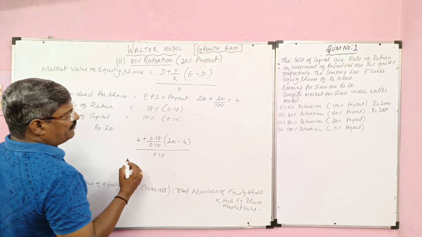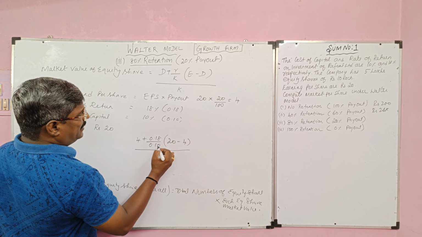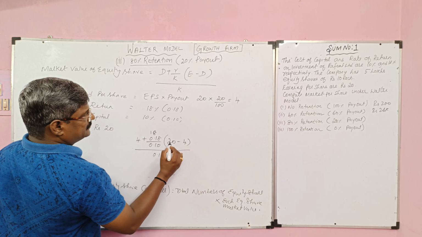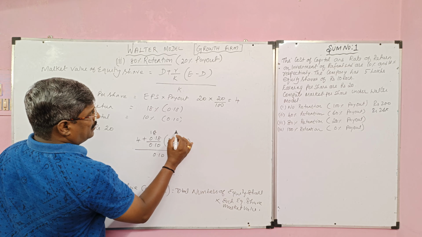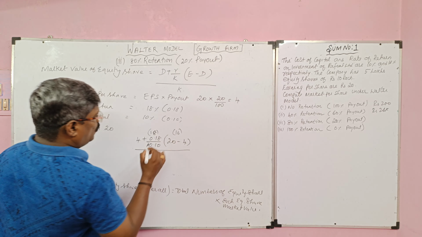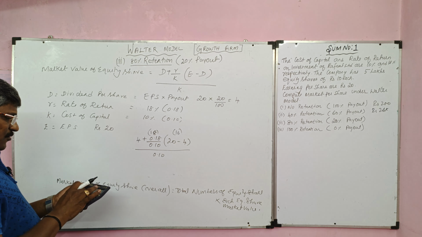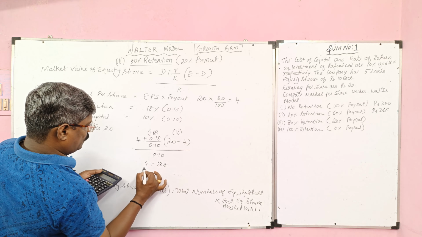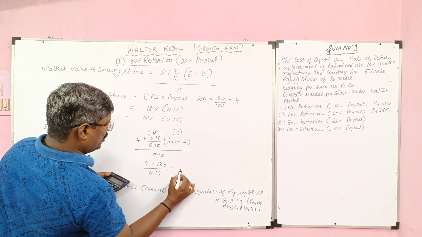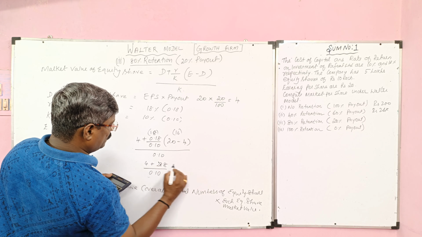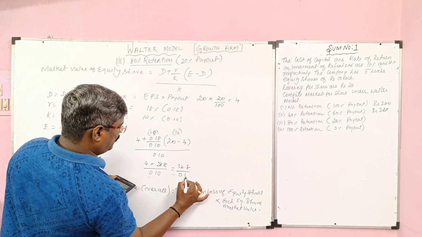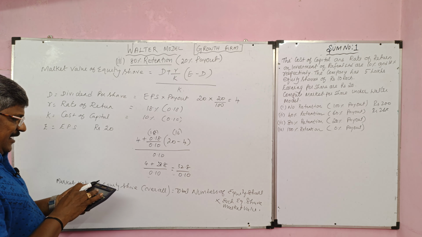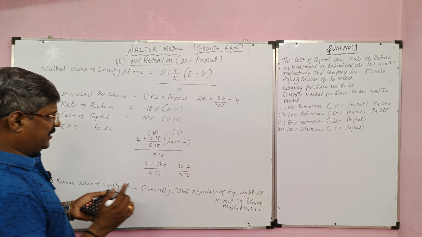D we know 4 plus 0.18 divided by 0.10, open the bracket, EPS minus dividend per share divided by cost of capital. What we have to do? First we should divide R and K. The answer is 1.8. 20 minus 4, 16. So first we should multiply 1.8 into 16. So we'll get 28.8 plus 4, 32.8 divided by 0.10.